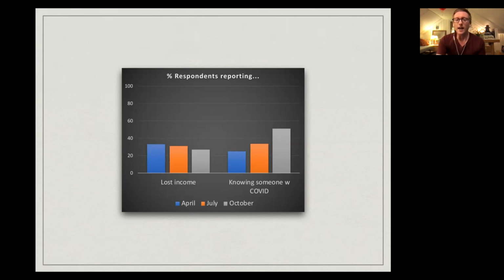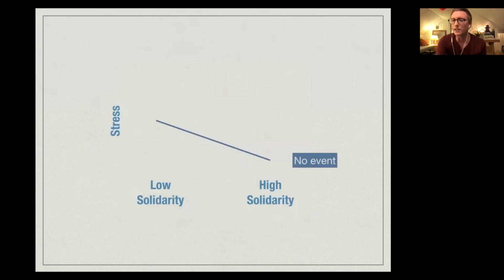And so what we can do is ask, does, say, feeling solidarity with your local community buffer against the negative impact that this sort of event is going to have on stress or on depression? And what would a buffering pattern look like? This is the sort of baseline effect I've been showing you all along, which is that the more solidarity people felt, the less stressed they were. And so we'll say this is sort of baseline. This is what people might show if they haven't experienced a significantly negative event like losing their income or knowing someone who gets the disease.